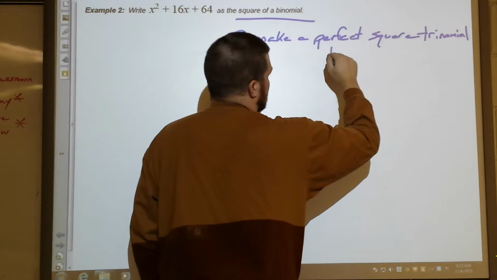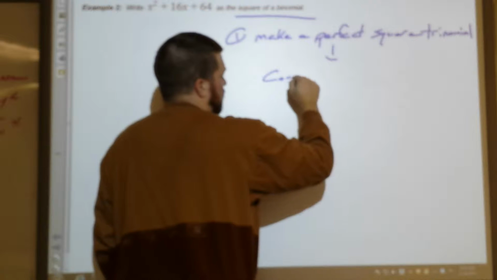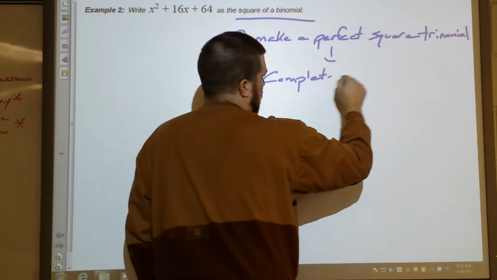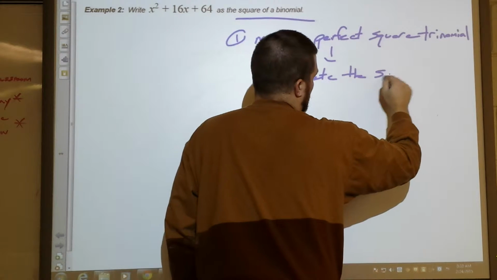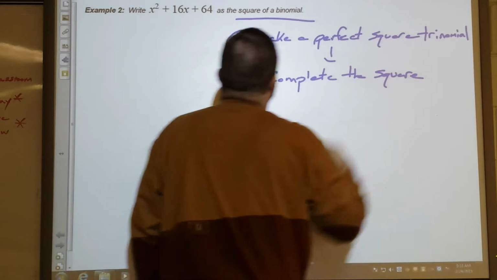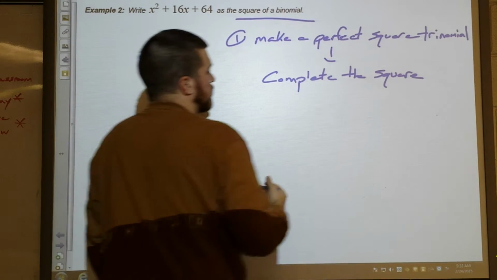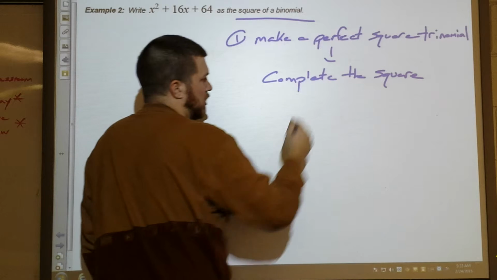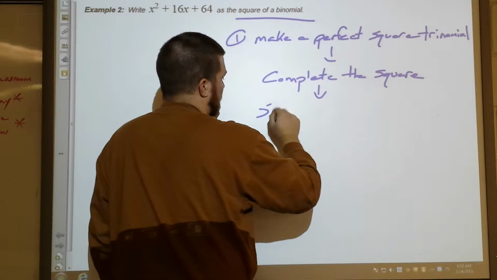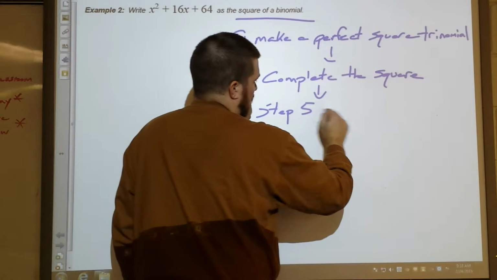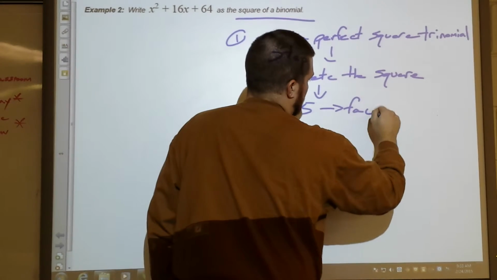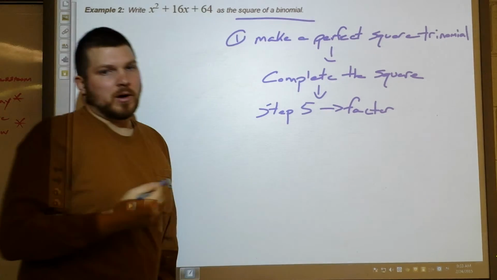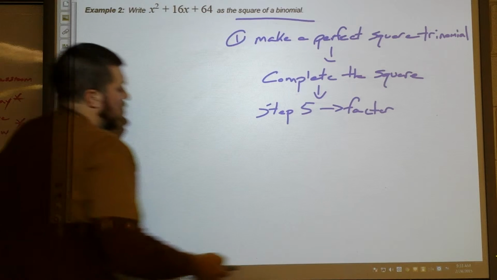And what that means is complete the square. And then once we do that, we're going to write it as the square of a binomial. So that means step 5, factor. Okay, so that's kind of the map of what we're going to be doing in this problem.